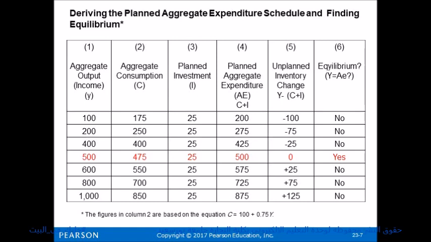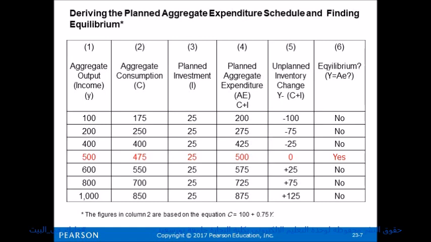At an income level of 200, we subtract the value of AE, or aggregate expenditure, which is 275, from the value of corresponding income, which is 200. In this case, we also get a negative value for the change in inventory, which is 75, or simply minus 75. We can continue doing this in column 5, as you can see, for the remaining values of income.